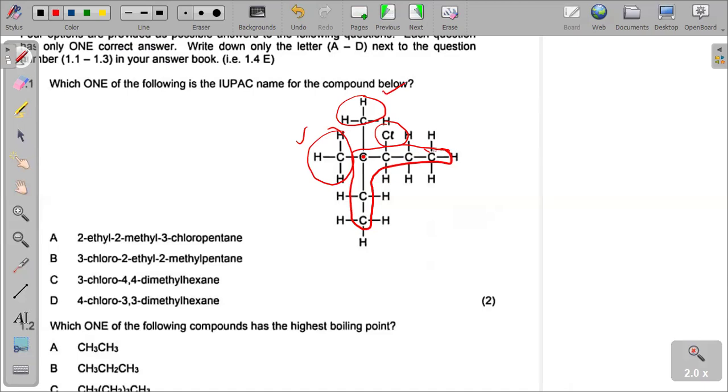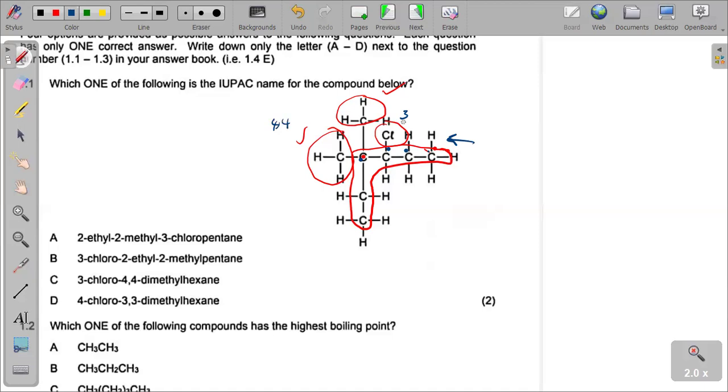If we try to count from this direction, we want to locate the position of our substituent and our branches. So if we count from here, we have 1, 2, 3, which means this one is on position 3, and these 2 are on position 4. So we have 4, 4, and then we have 3.